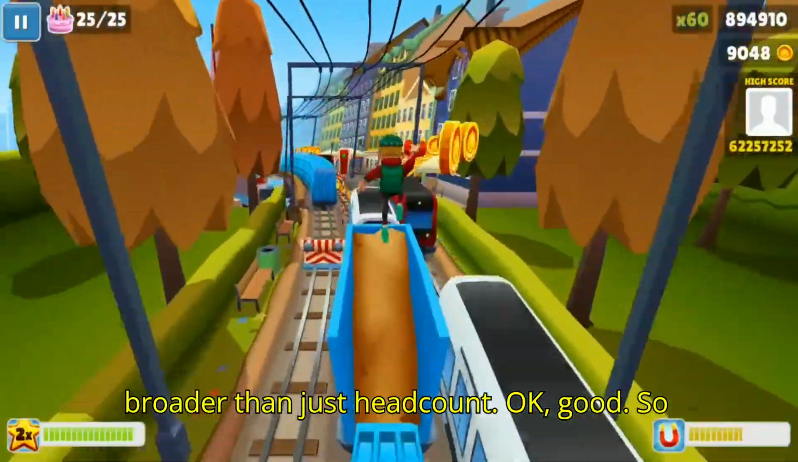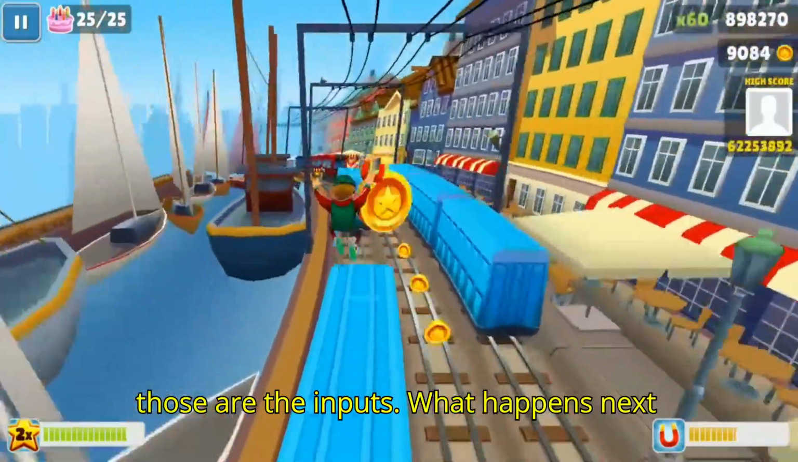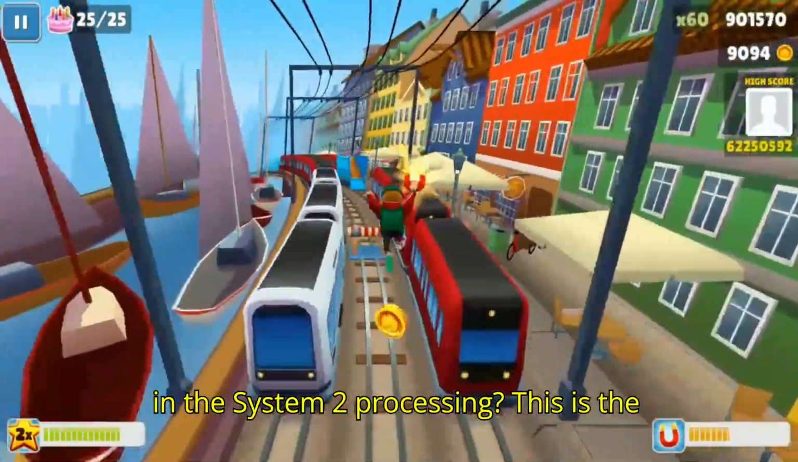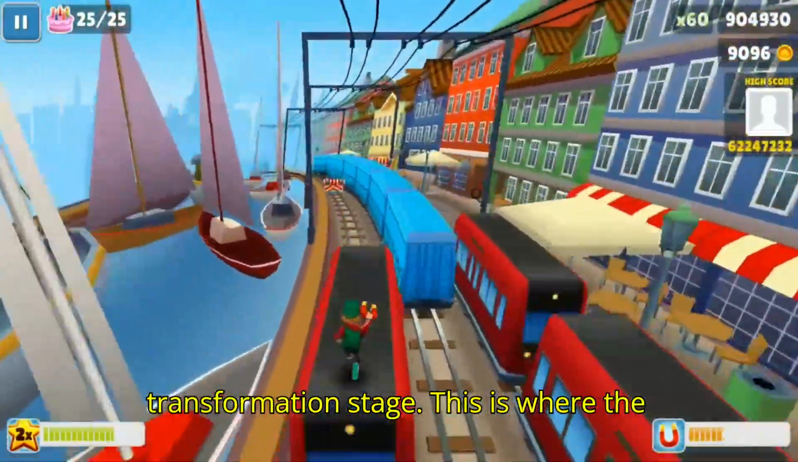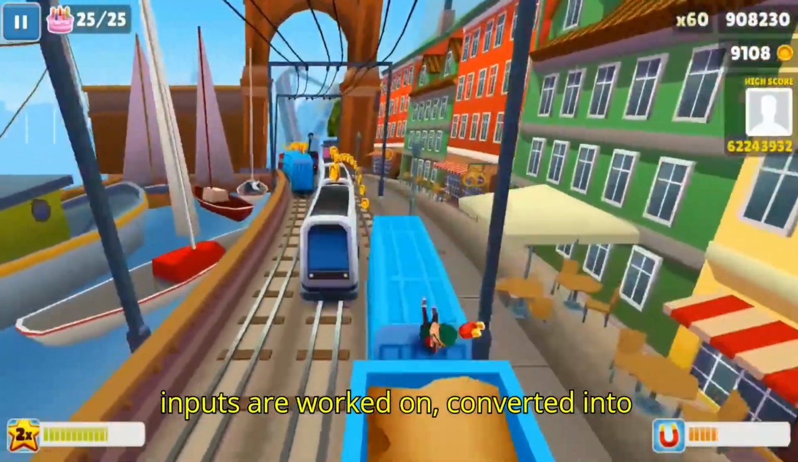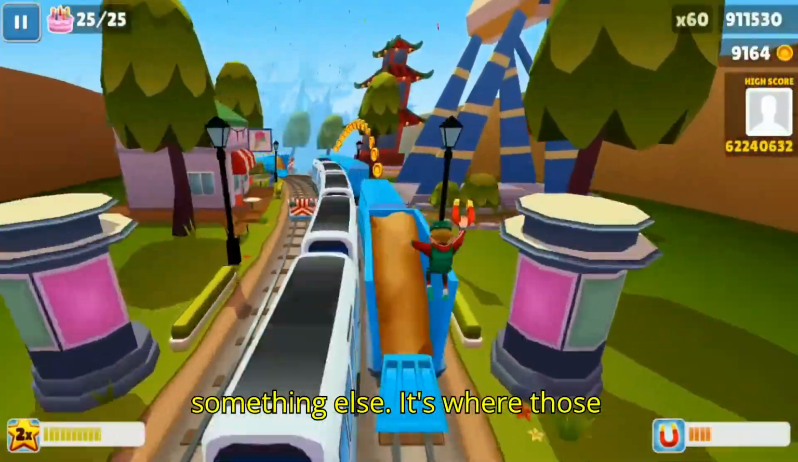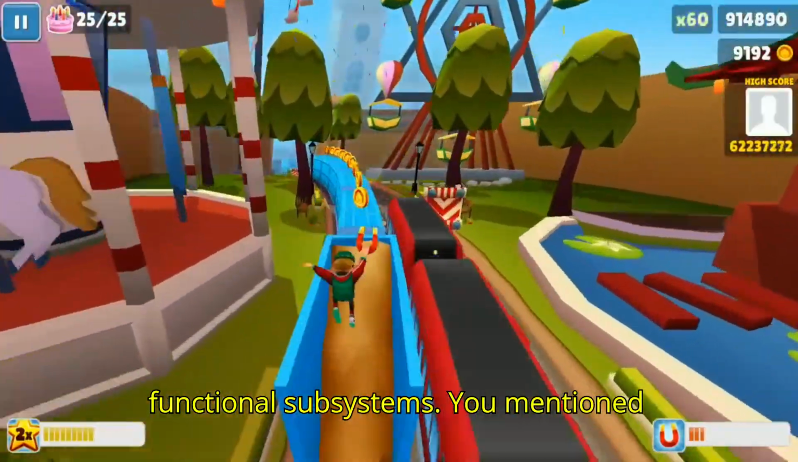Okay, good. So those are the inputs. What happens next in the system? 2. Processing. This is the transformation stage. This is where the inputs are worked on, converted into something else. It's where those functional subsystems we mentioned earlier really operate.